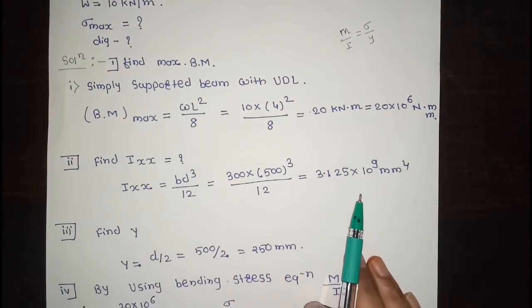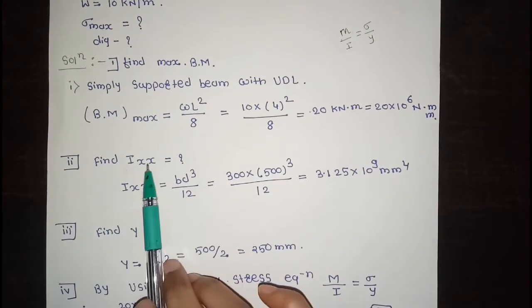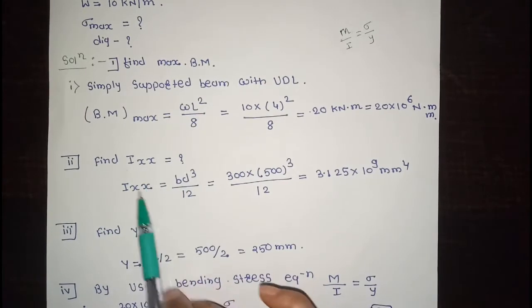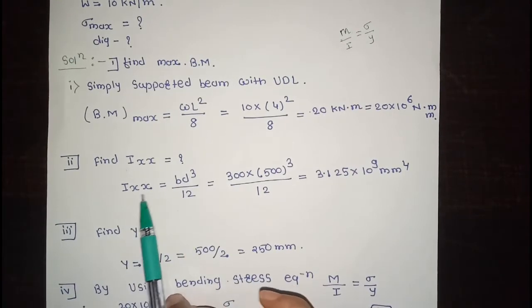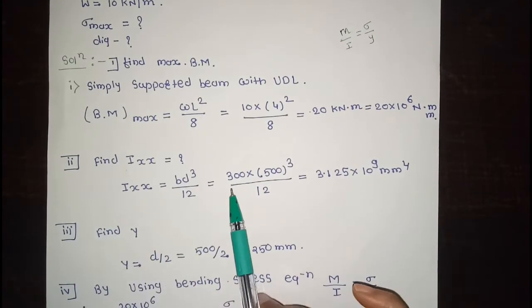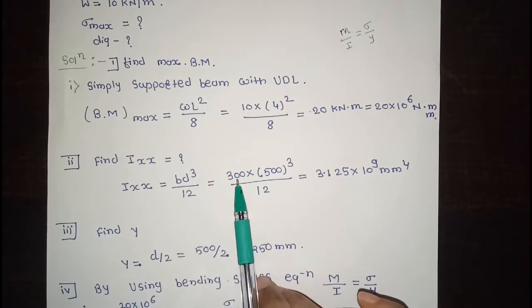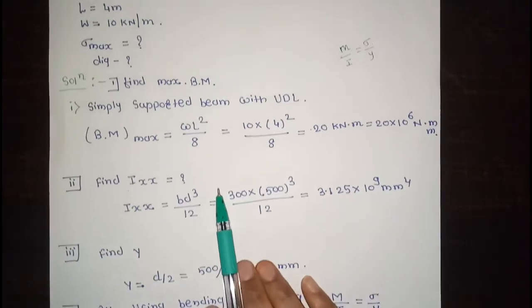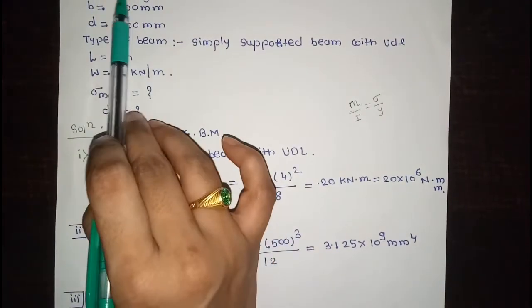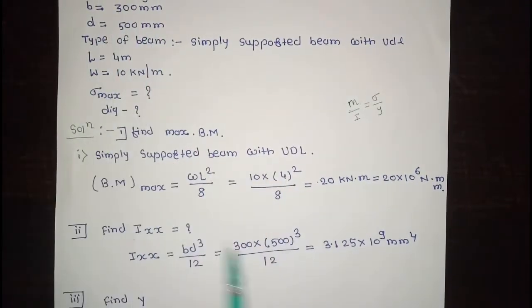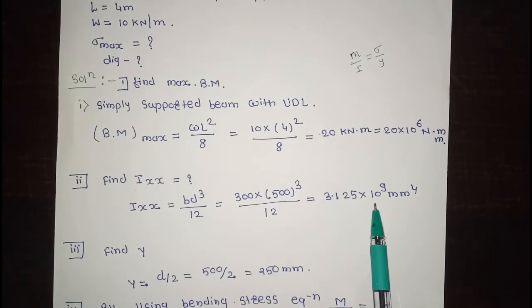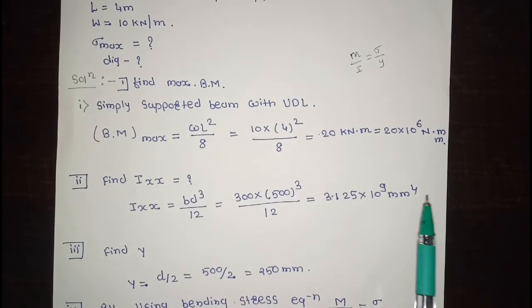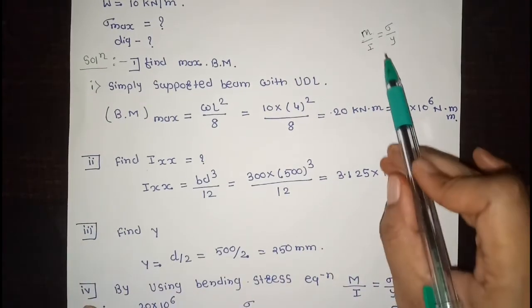Okay. So second step, calculate Ixx. What is the formula for Ixx for rectangular section? Ixx is equal to BD cube by 12. So what is the value of B? 300, D 500. See here, B is equal to 300 and D is equal to 500. So 300 into 500 cube divided by 12, then we get 3.125 into 10 to the power 9 mm raised to 4.